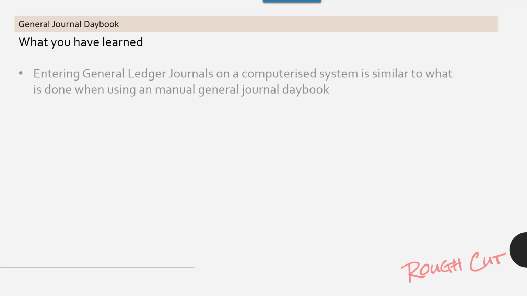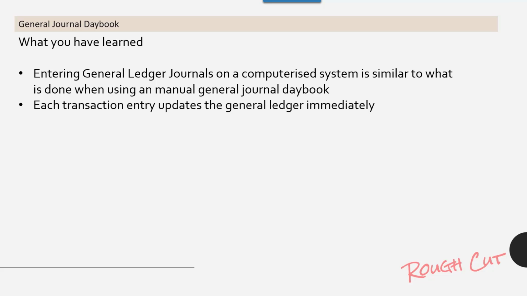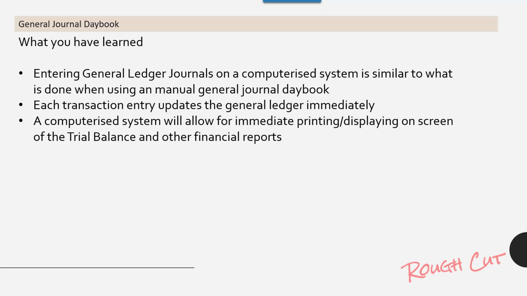So, what you have learned. Entering general ledger journals on a computerised system is similar to what is done when using a manual general journal daybook. Each transaction entry updates the general ledger immediately. A computerised system would allow for immediate printing, displaying on screen of the trial balance and other financial reports.